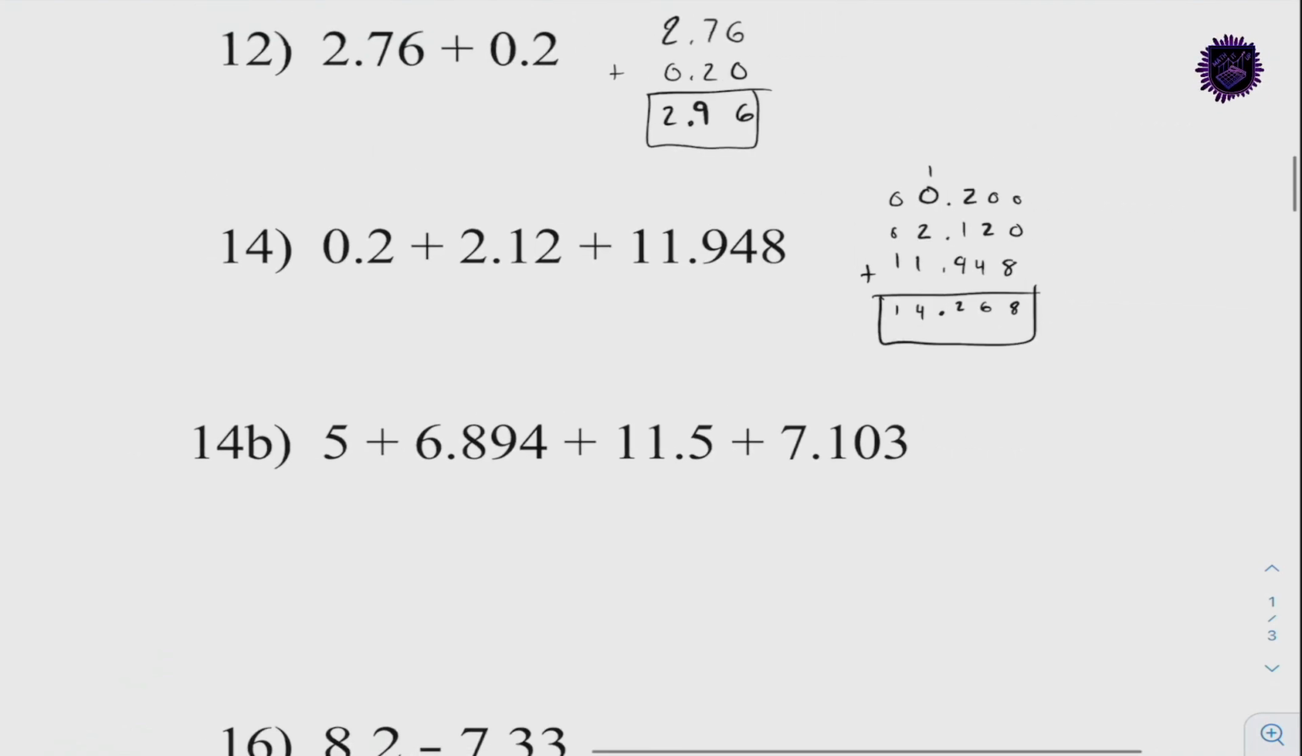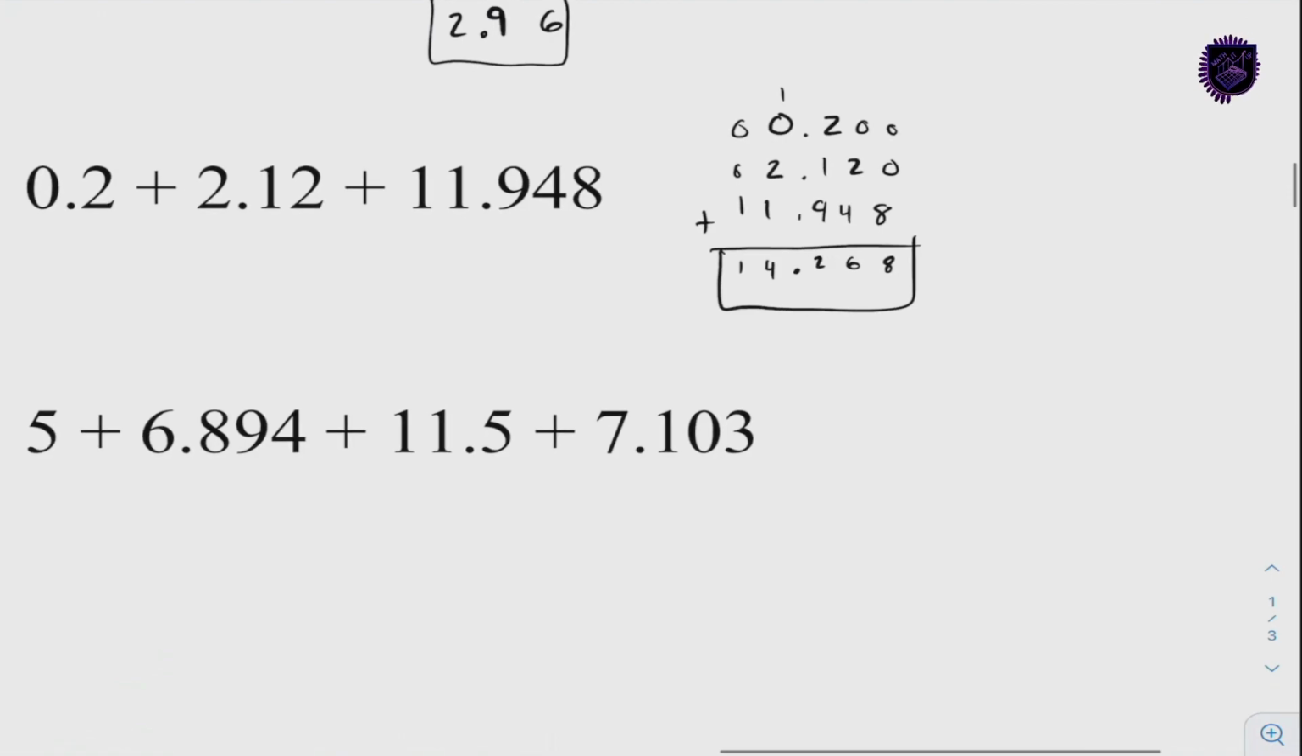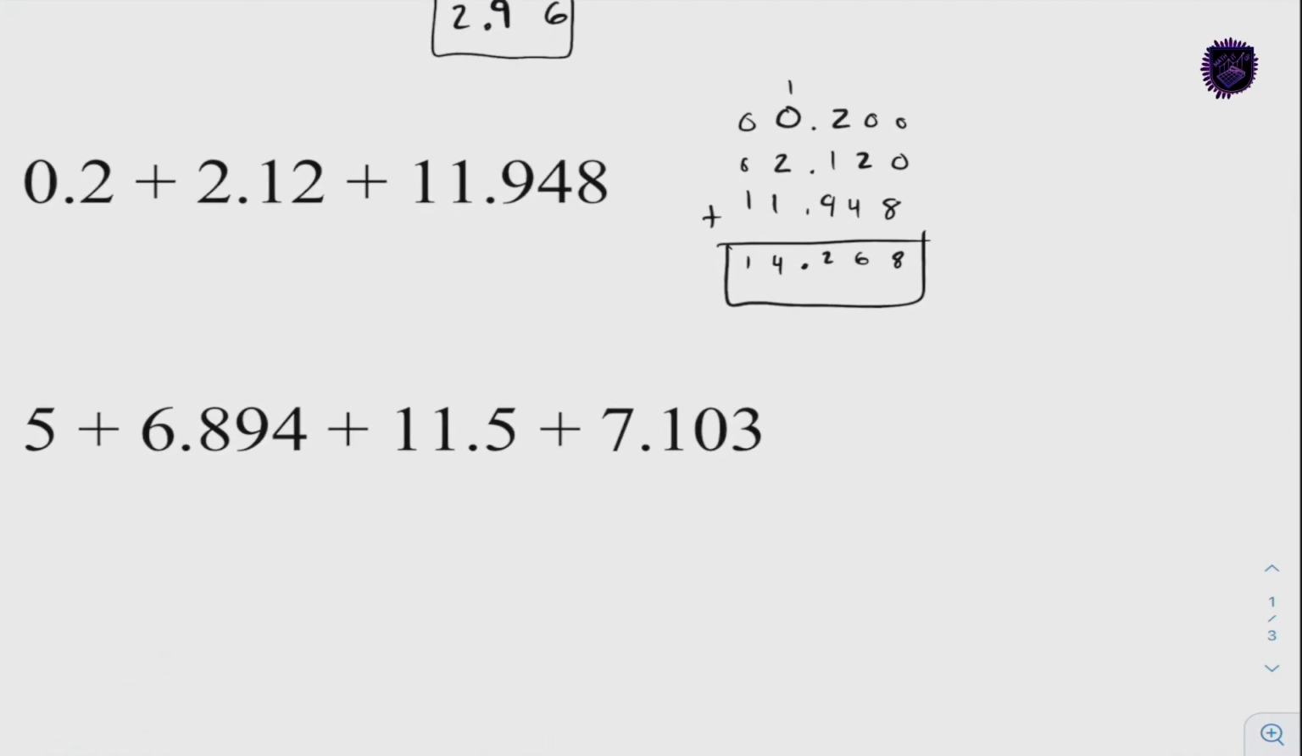Again, oh my gosh. We have many different numbers and different amount of place value within those numbers. So let's go. We have 5, 6.894, 11.5, and 7.103. Okay.